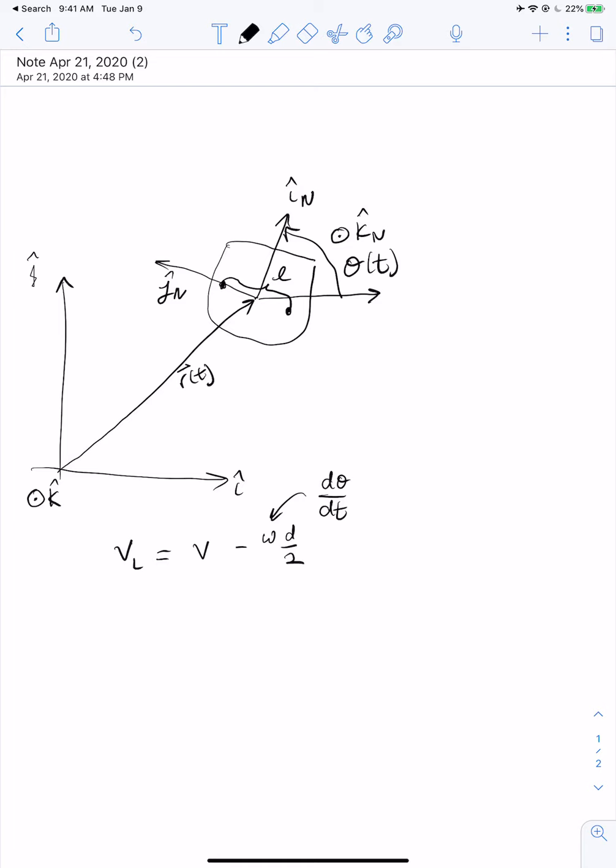Similarly, we had an equation for the right wheel velocity: v plus omega d over 2. Sorry, I realize I slipped back into using d instead of L. Let me just change that. Okay, now we're in terms of L.